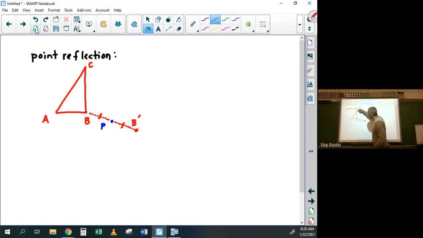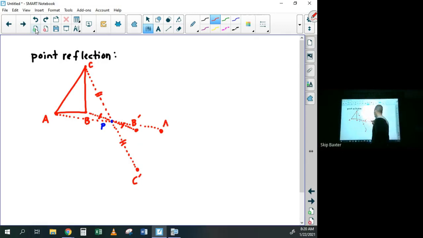So point C is going to start here. It's going to go directly to point P, and then across it the same number of units. So it's going to end up being here. This is going to be C prime. This distance is the same as this distance. And then same thing goes for A. A is going to start here. It's going to go directly to P, and then across it the same number of units. So it's going to end up being here, A prime.